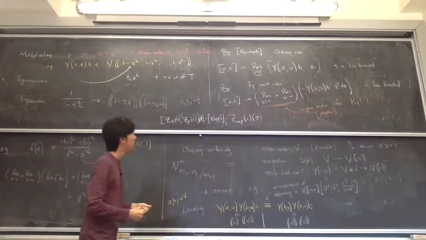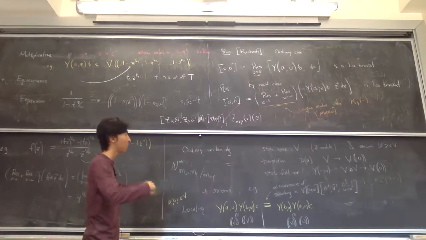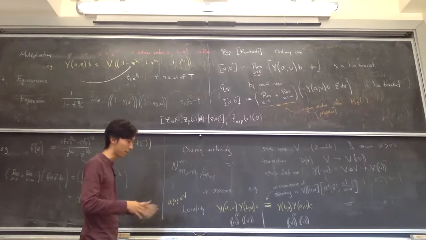And I'm 99% sure that if you just do the usual derived stack business of quiver representations, you'll get some kind of multiplicative lattice vertex algebra.